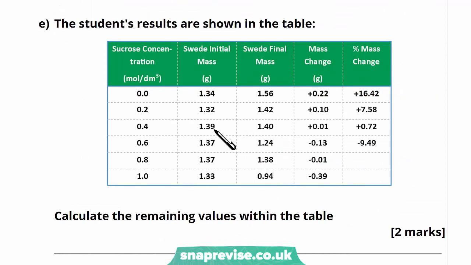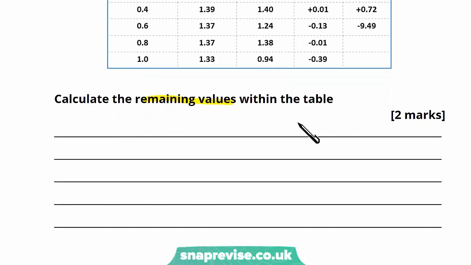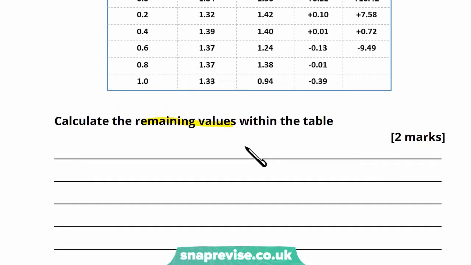So we've got a table where we've got our sucrose concentration, we've got the initial mass of each Swede, the final mass, and the change in mass, and then we've got a few of the percentage mass changes calculated here. So part E says calculate the remaining values within the table. So the only two values we need to calculate here are the percentage change in masses for the final two sucrose concentrations. So remember, a percentage change in mass is equal to the change that we observe, so the change divided by the original value, times 100.